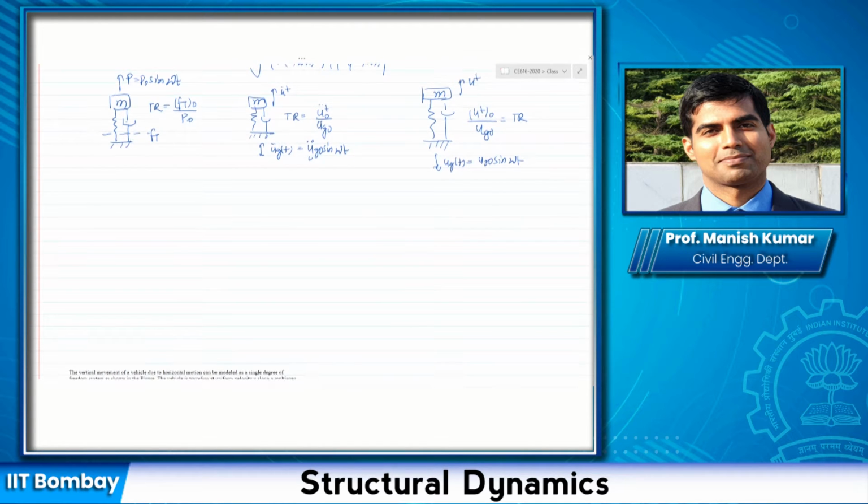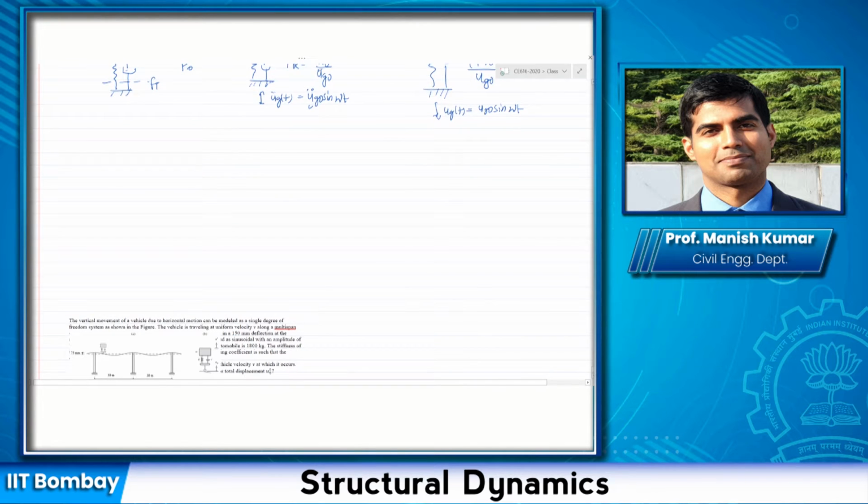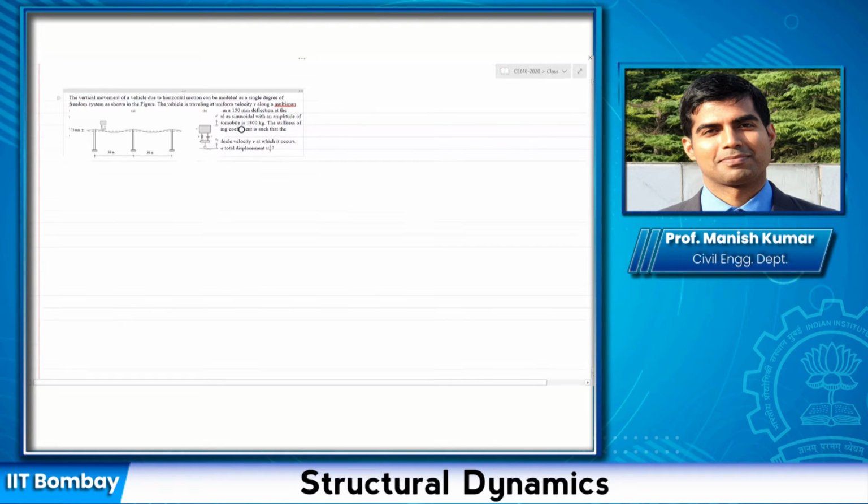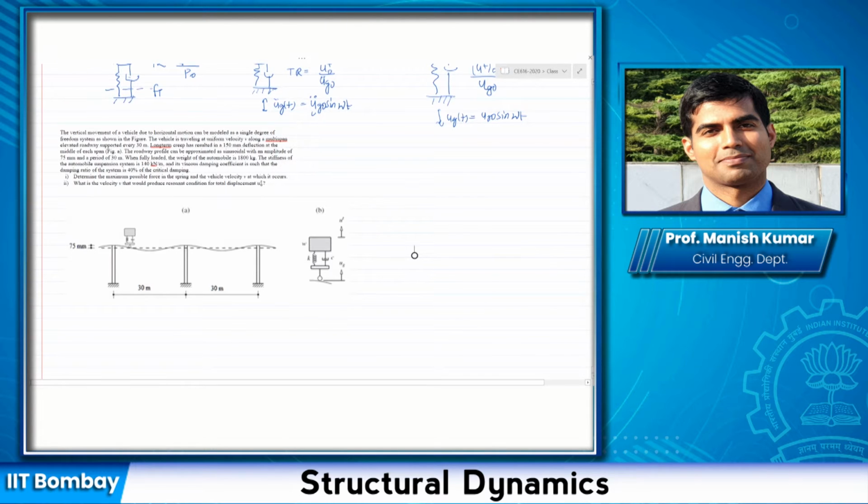So what we are going to do today is quickly discuss two problems. The first problem is based on this transmissibility that we have just discussed. I have an elevated roadway in which there is a deflection. The total deflection is given as 150 mm, and the span length is given as 30 meters. It is said that the roadway profile can be approximated as a sinusoid with an amplitude of 75 mm with a period of 30 meters.